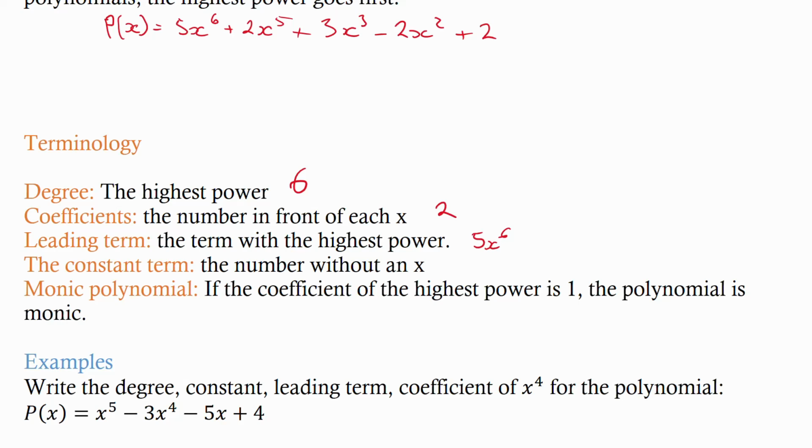Then we have the constant term, and this is always the number at the very end that has no x's next to it. So in this case, it's 2. It's also your y-intercept. Now, a monic polynomial is if the coefficient out the front is 1. So in our example, this is not a monic one because the coefficient out the front was 5. So an example could be something like x squared plus 2x plus 1. That would be a monic parabola or a monic polynomial. It's where the number out the front of that x squared there is 1.